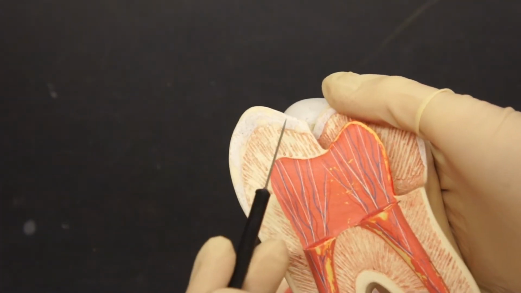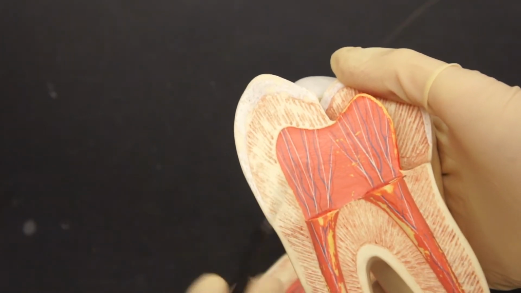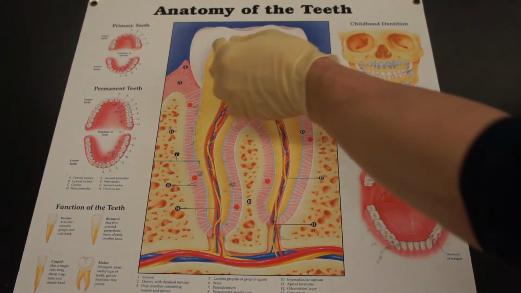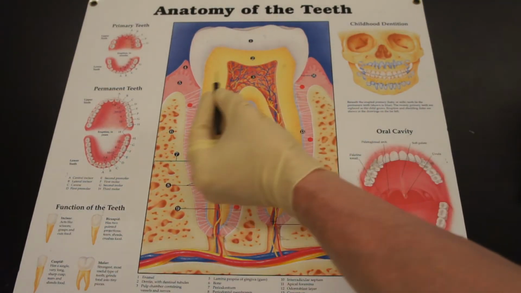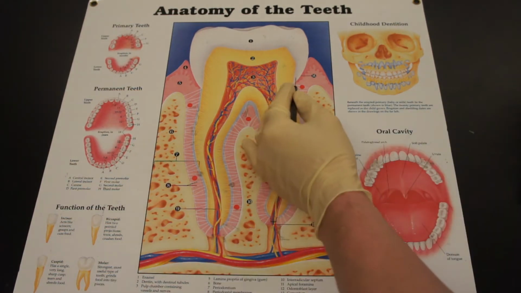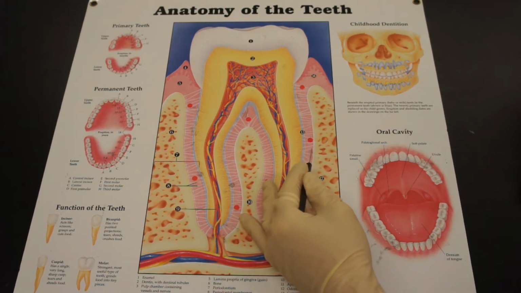The hard part on the surface of the tooth is the enamel, and in between the pulp cavity and the enamel we have dentin. Here's a picture of the tooth with the enamel, dentin, pulp cavity, root canal, apical foramen. On this model we can also see the cementum and the periodontal ligaments which hold the tooth in place.